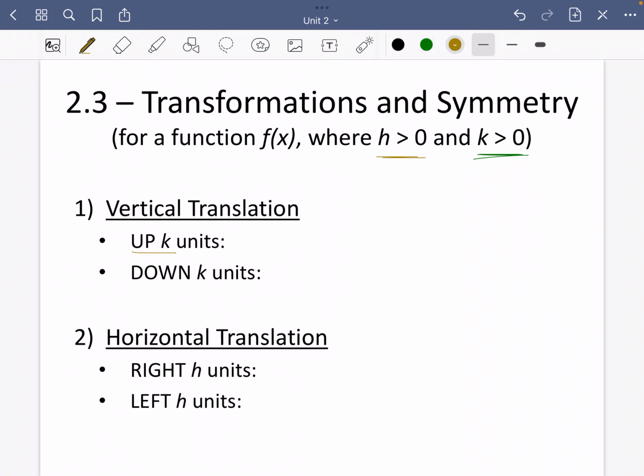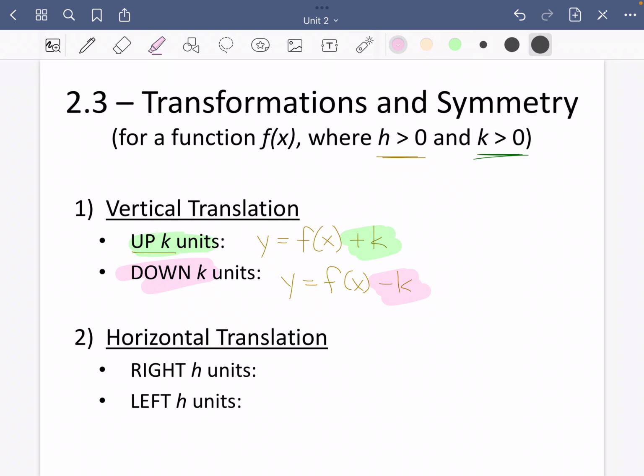What a vertical translation is going to look like is, if we are going to shift it up k units, we have y is equal to f of x, and then we're just going to tack on k. We're going to add k to every single function value. If we want to instead shift it down k units, we would have y is equal to f of x minus k. So plus k is going to shift it up, and if we are shifting it down, then we have minus k on the outside of our function. So that's how we shift up and down.